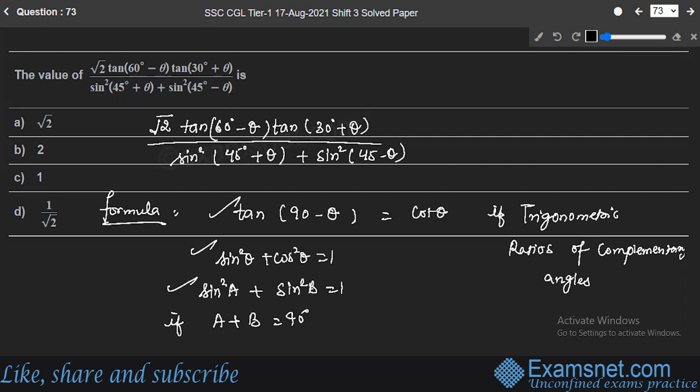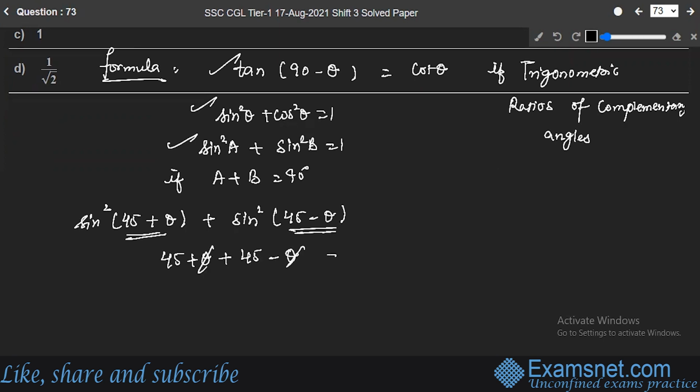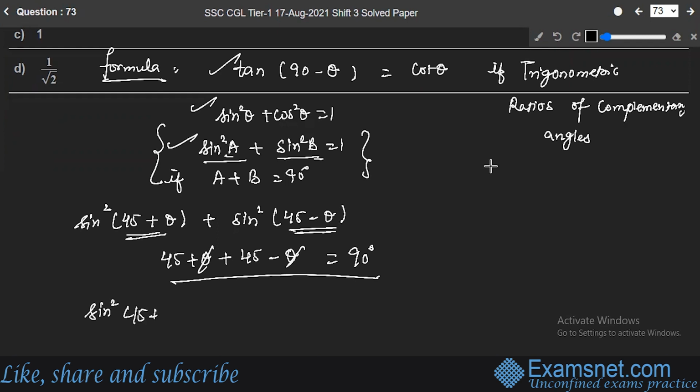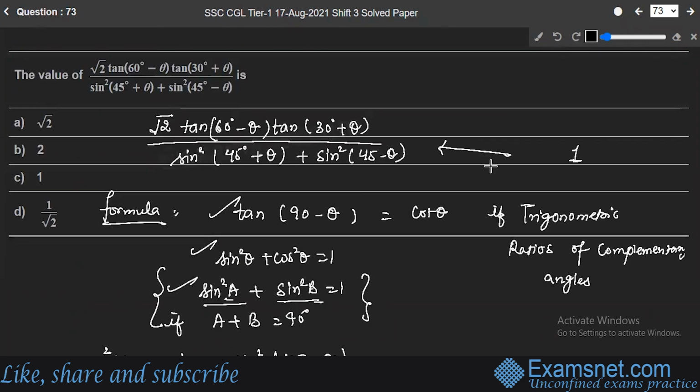First of all, I'll pick up the denominator to show you something. So sine square 45 plus theta plus sine square 45 minus theta. So this is your A, this is your B. Let's add them. 45 plus theta, 45 minus theta, you have 90, right? So if A plus B is equal to 90, then sine square A plus sine square B is equal to 1. So this expression is equal to 1. Why? Because the sum of these two angles was equal to 90 degree. So that means in our question, your denominator is 1. Now let's move to the numerator.